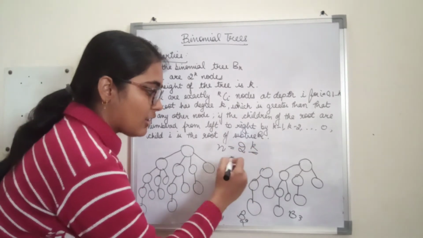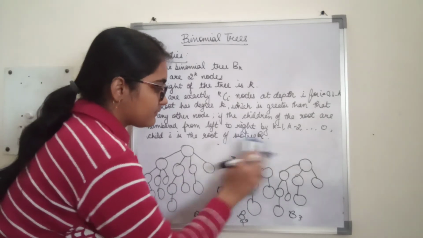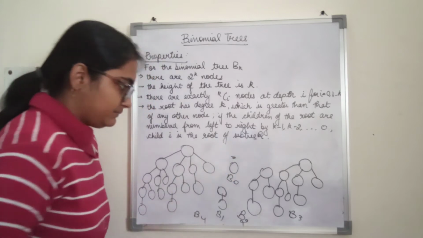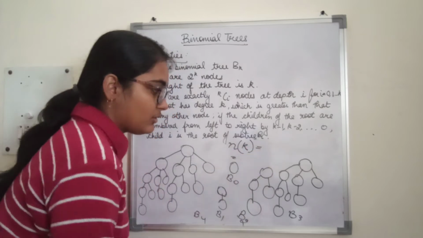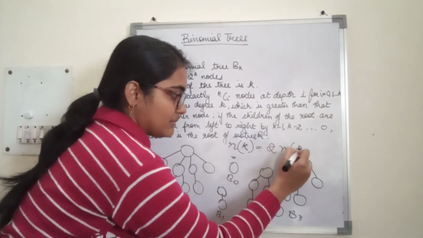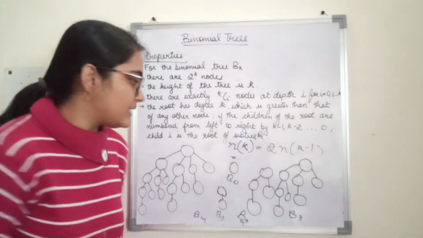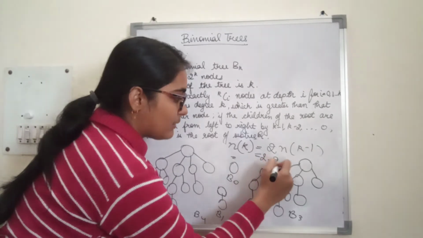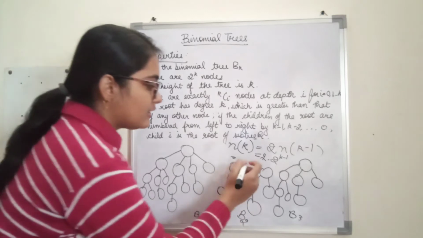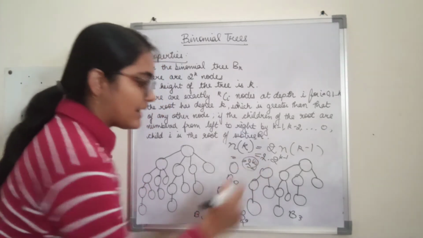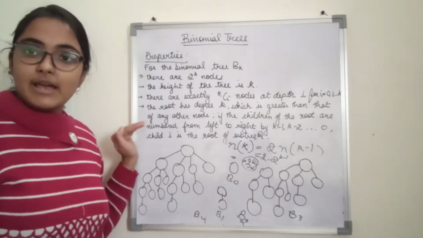Let us say k. So how many nodes are there? Number of nodes in Bk is equal to twice the number of nodes in Bk minus 1, right? So how many nodes are there in Bk minus 1? 2 power k minus 1, so it becomes 2 into 2 power k minus 1. So what is this? 2 power k, right? So we have proved that a binomial tree Bk has 2 power k nodes. So we will prove all the properties by induction, right?